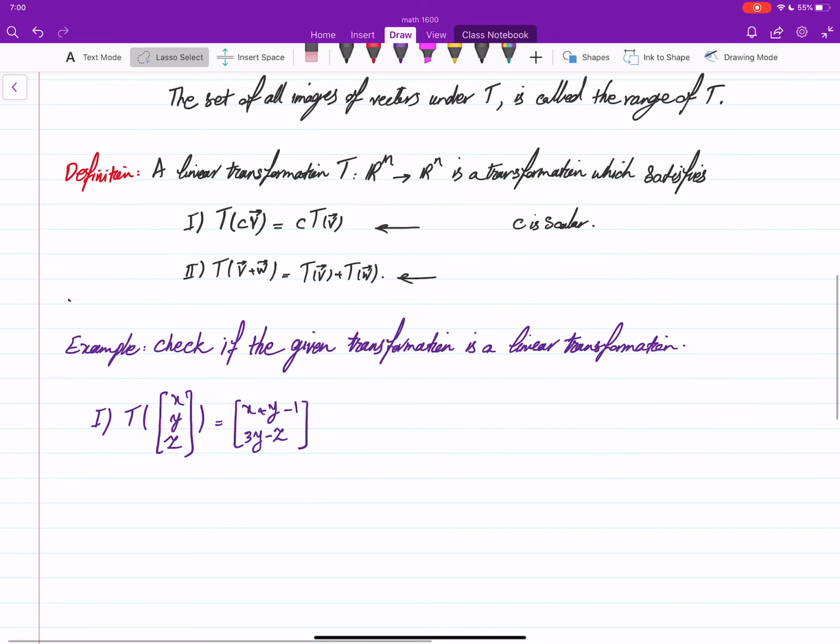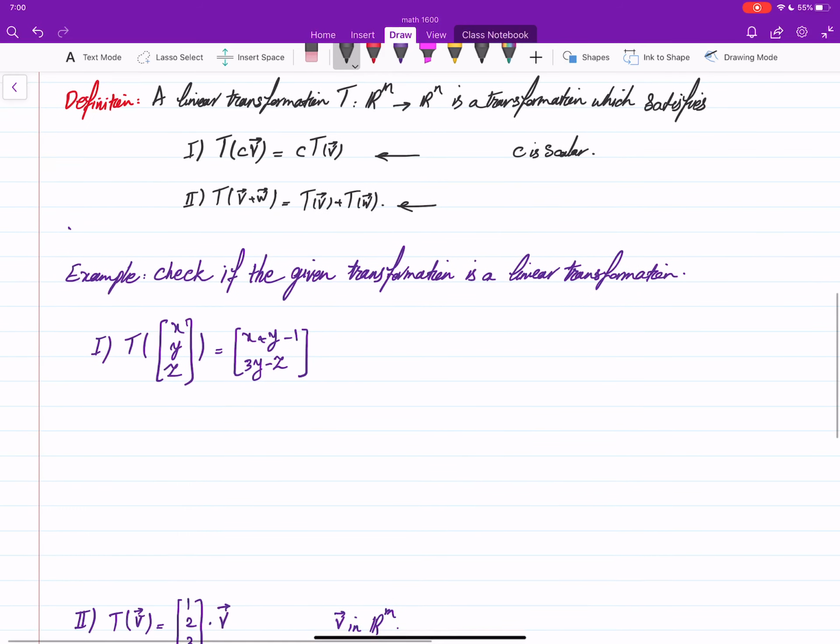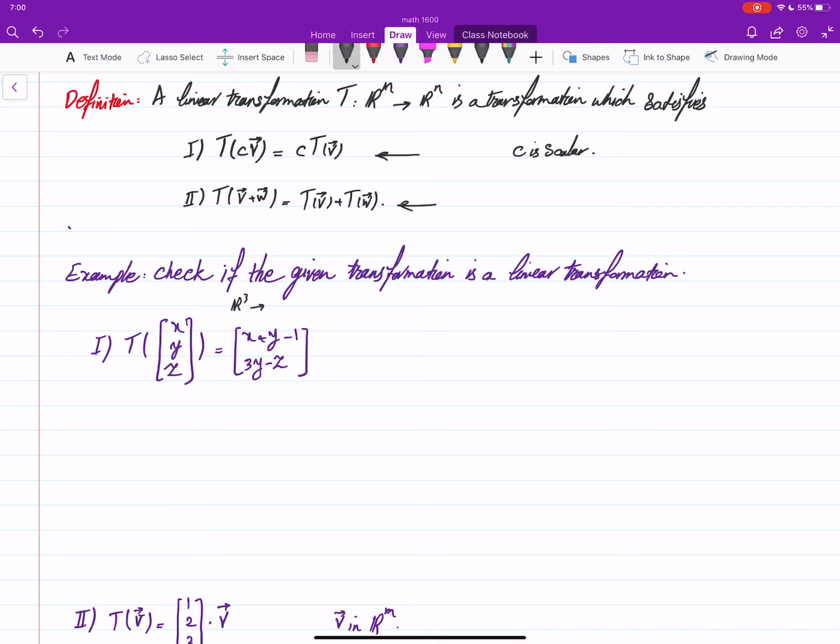Check if the given transformation is a linear transformation. Okay, nice. So we have these transformations here. This, as you see, goes from R3 to R2. And is it a linear transformation? For that, I need to check two things. First thing is that if I multiply the vector x, y, z by a constant, what do I get? This is going to be, I know how the scalar multiplication works.